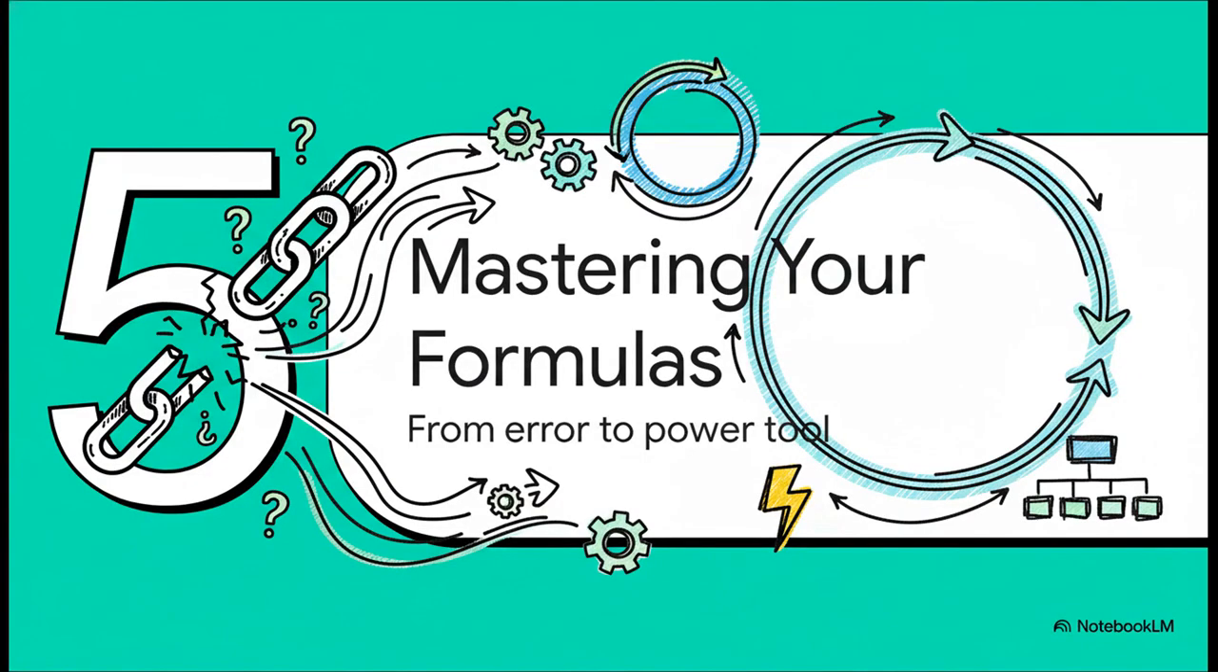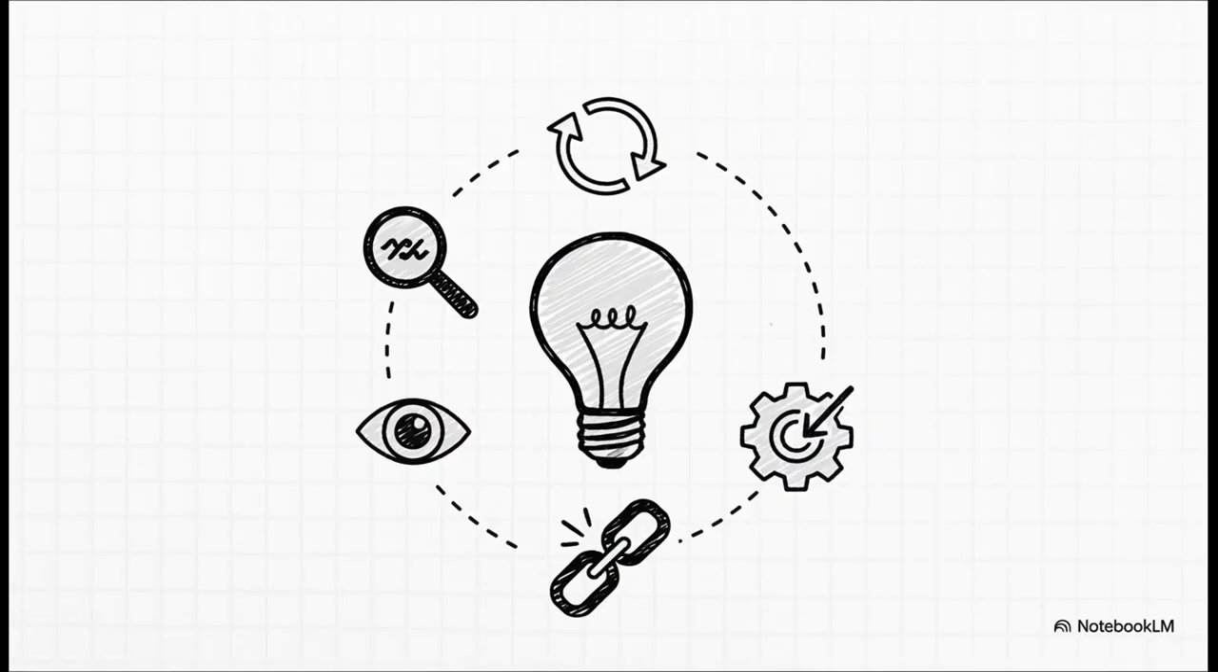So let's bring this all together. We've gone from being totally stopped in our tracks by this annoying error to understanding not just how to fix it, but how to actually use it as a powerful tool. So remember these key takeaways. A circular reference is just a calculation loop that Excel stops by default. You now know how to hunt them down with the status bar or the error checking tool.